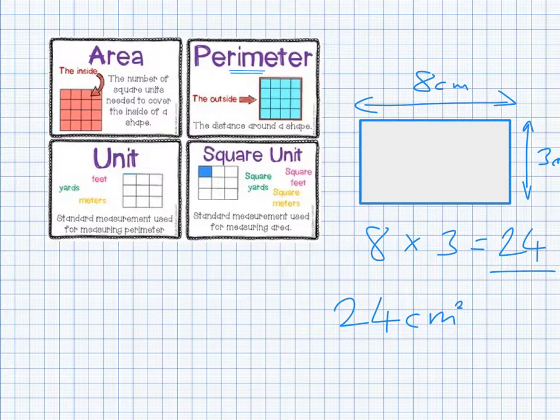It's really important that when we've done our calculation, we put the right unit at the end, whether it's meters or centimeters. If we're just measuring a straight line, we use just the unit, so centimeters, meters. If it's a square unit, when we've got squares and we're working out area, we put that little centimeter squared symbol there. To work out the perimeter of a shape, we just add the length and the width and the length and the width again.